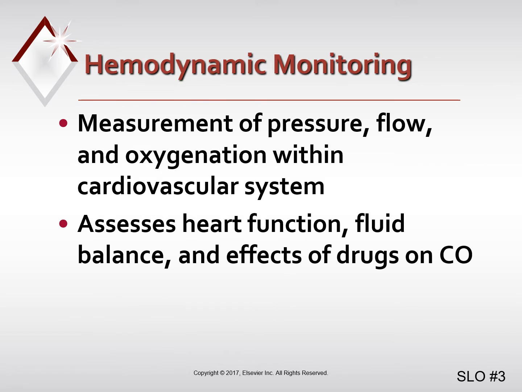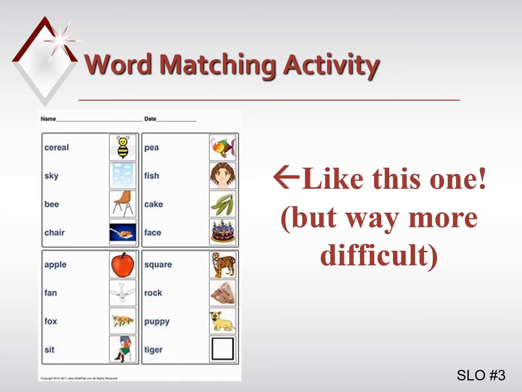Okay, so for hemodynamic monitoring, this is the measurement of pressure, flow, and oxygenation within the cardiovascular system. It can assess the heart function, fluid balance, and then also the effects of any drugs that we're giving on cardiac output. Okay, so this is going to be one of your assignments. You have a matching activity for some terms for hemodynamic monitoring.